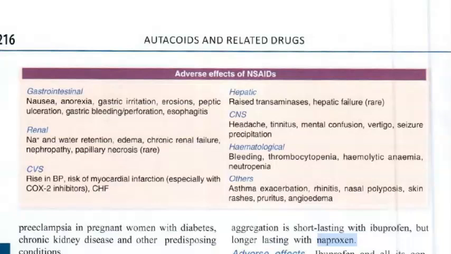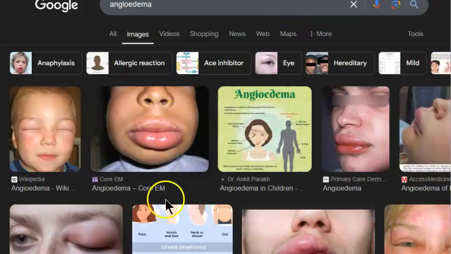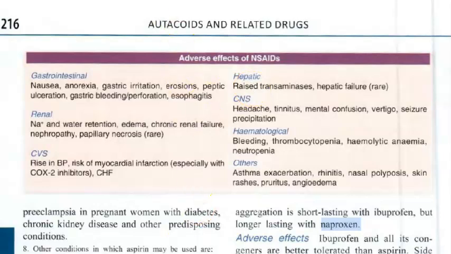Now it can cause angioedema. Angioedema means blood vessels will leak fluid. Again, the same thing. Water, edema. Something like this. Angioedema, anywhere it can be. So these are all very different, isn't it? So that you have to remember.